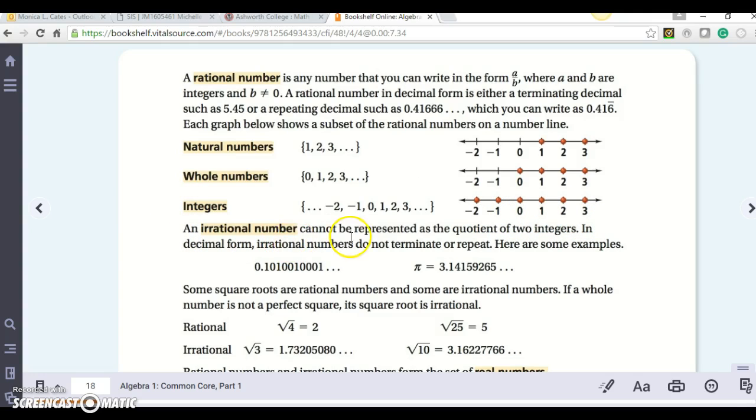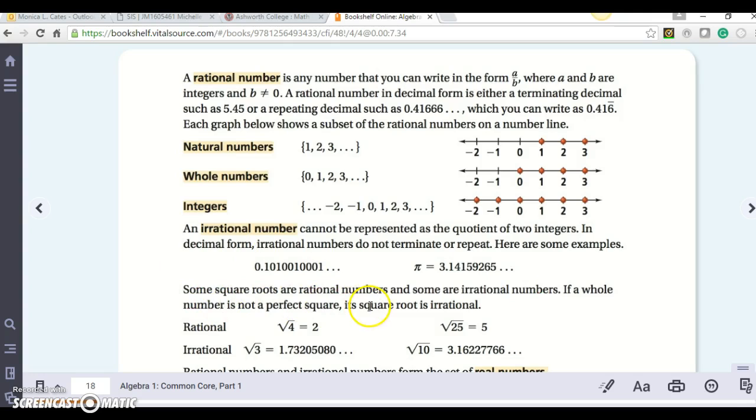An irrational number cannot be represented as a quotient of two integers. In decimal form, irrational numbers do not terminate or repeat. Here are some examples. So here we have 0.01, 0.001, 0.0001. So it's not the same. Each time it's different. And pi, as we all know, keeps going and going and going.